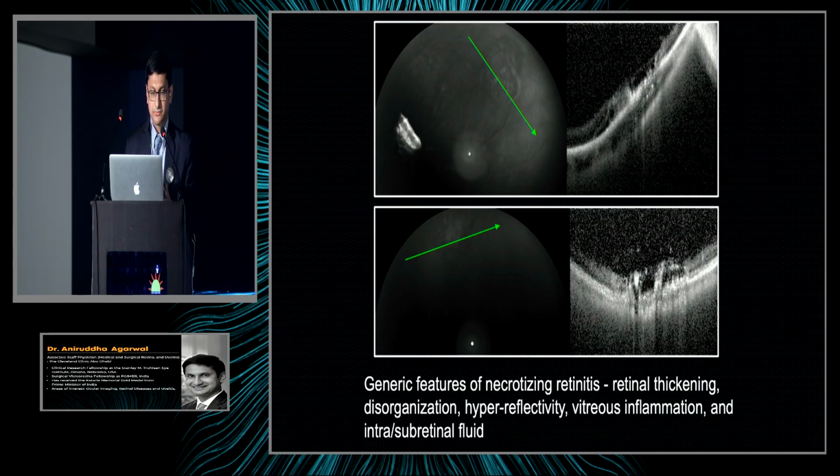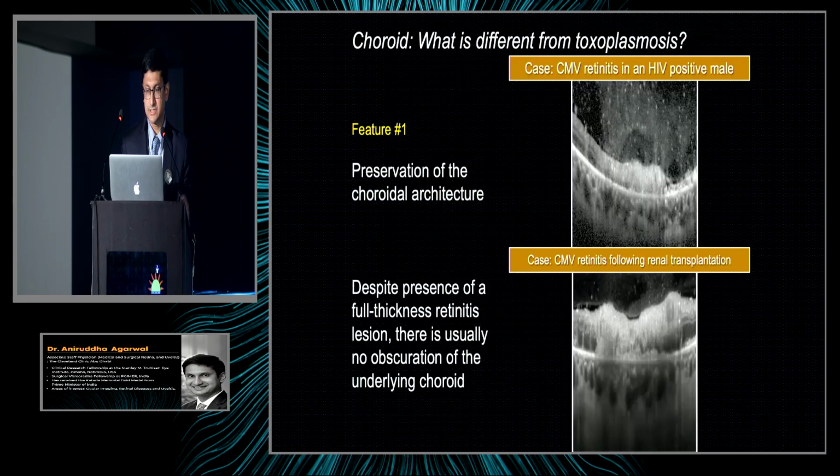Some of the features of necrotizing retinitis, such as thickening, disorganization, and hyperreflectivity, are something that you will see in all patients, whether it's viral or toxoplasma. In fact, you will also probably see them in a lymphoma. And Shields has described a series of lymphoma patients which mimicked retinal necrosis. So these are some common features that you're going to find.